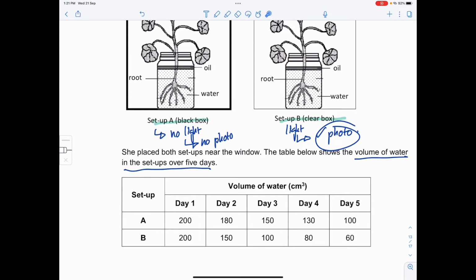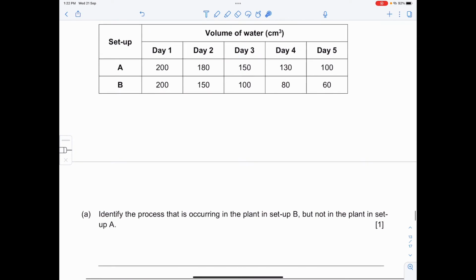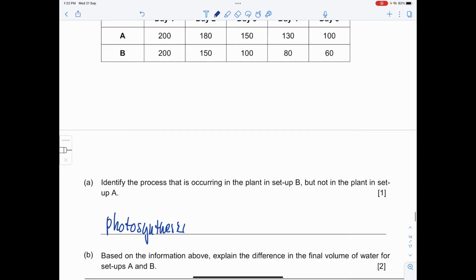Now, why did I ask you to do that? This is to frame your mind so that you know what you want to write in the next upcoming question already. Identify that process is occurring in setup B but not in the plant in setup A. Oh, photosynthesis, right? It's very straightforward, right? I don't even have to think because I think already.